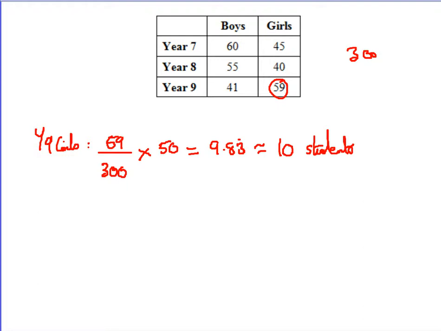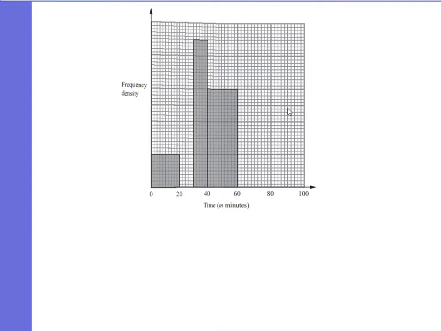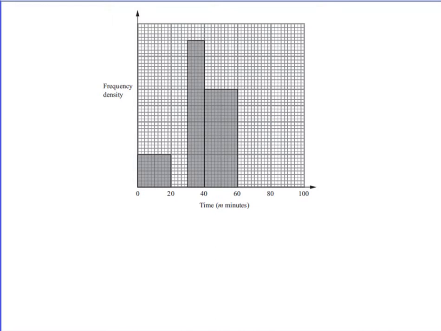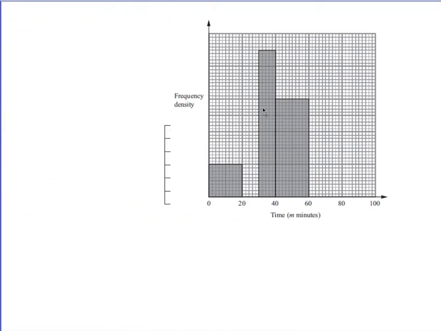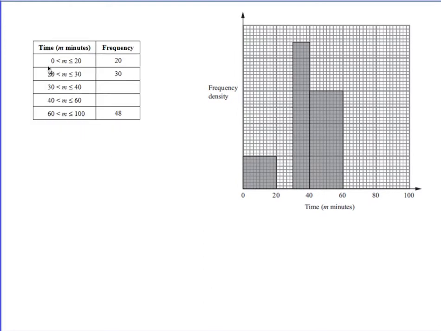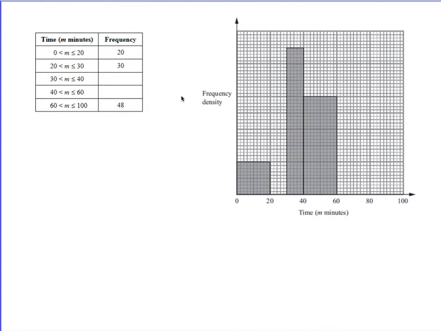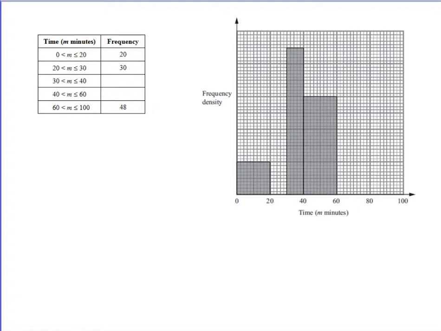Question 12. So we have a histogram that's been drawn. Also we have a table that we could have a look at. So the table, actually I'll just leave the table off. No, I won't. Here it is. So we've got a histogram and a table. Use a histogram to complete the table. So we know certain information.